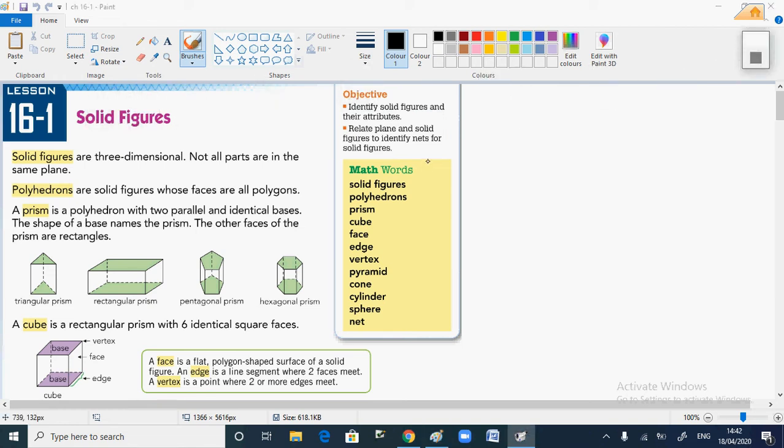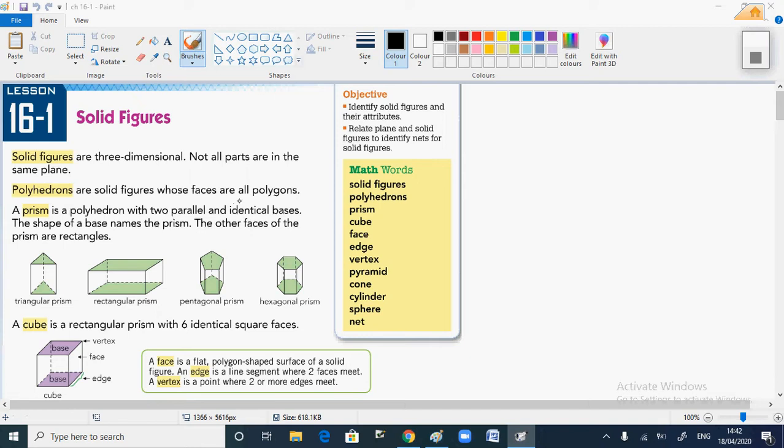In this video I'm going to explain solid figures. I think I explained before what a polygon is, what a figure is, what a plane figure is, open and closed ones, and what a rectangular prism and triangular prism are. Today in this lesson I'm going to explain solid figures.